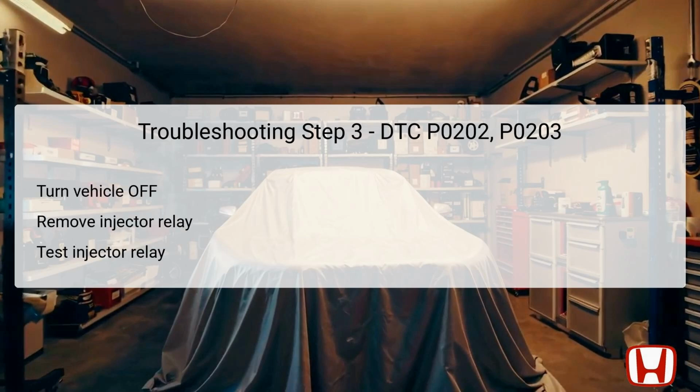The third troubleshooting step involves checking the injector relay, a key component that controls the flow of electricity to the injectors. Begin by turning the vehicle to the off lock mode for safety. Once the vehicle is off, the next task is to remove the injector relay from its socket. Testing the relay is crucial, as a defective relay can prevent power from reaching the injectors, leading to DTCs P0202 and P0203.